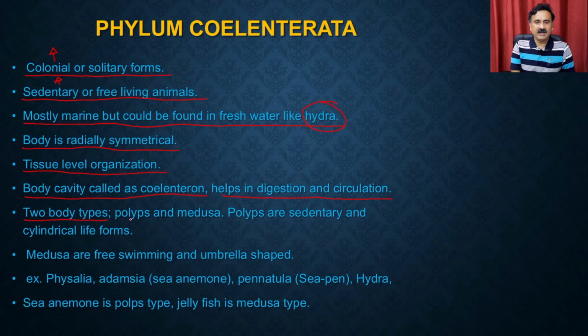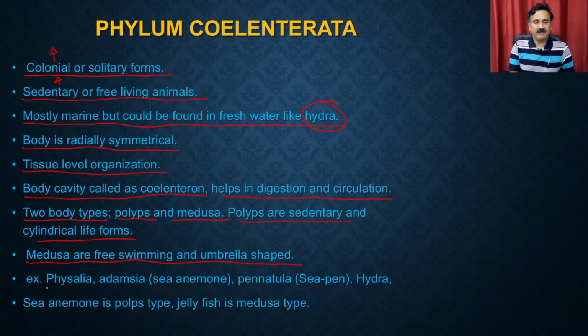It has two different types of bodies: polyps and medusa. Polyps are sedentary, with cylindrical life forms. Medusas are free swimming and umbrella shaped. So the organisms found in the Coelenterata could be either polyps or medusa. Polyps are sedentary and cylindrical, so they won't be moving, whereas the medusas are free swimming and umbrella shaped.